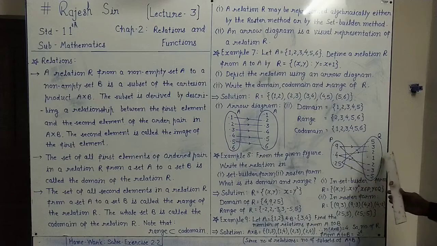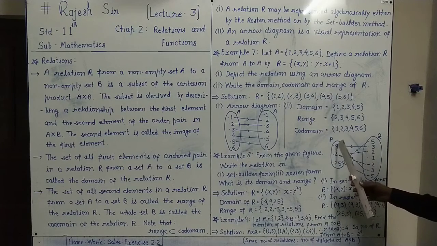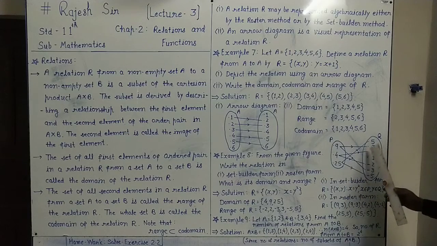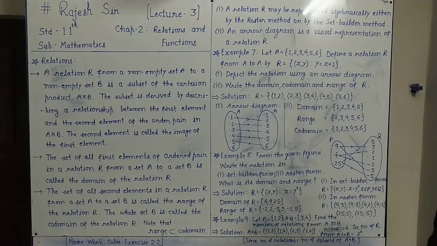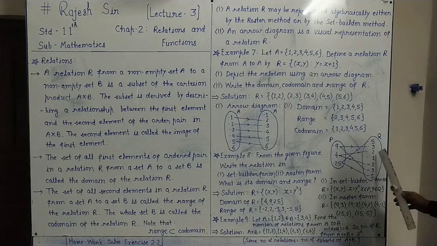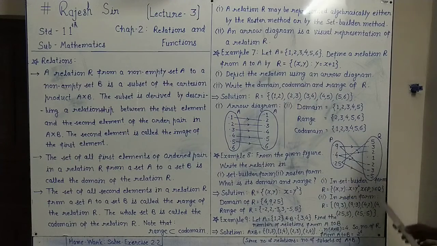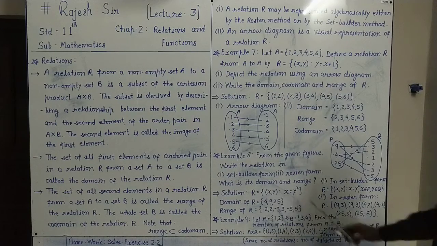You can see x, meaning 9, the first element from P, is the square of the second element it is related to, whose images are 3 and minus 3. 3 square is 9, minus 3 square is also 9. Similarly for 4, 2 square and minus 2 square is 4. For 25, 5 and minus 5 square is 25. So this way the relation is given.